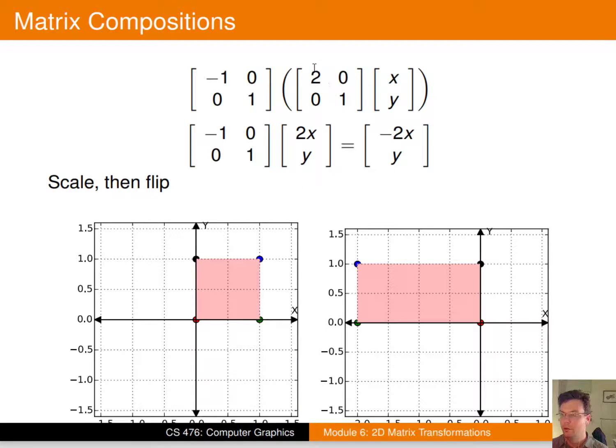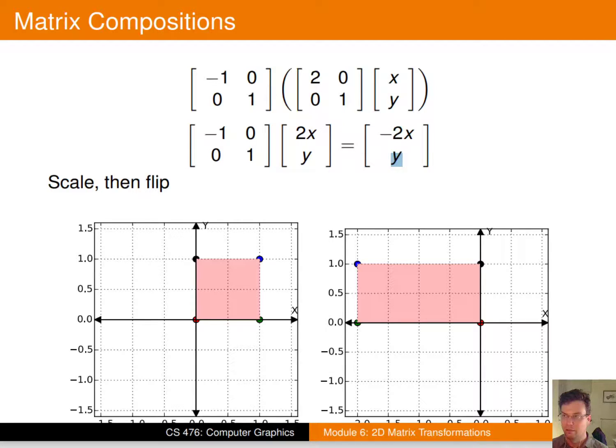And so if we do that, what we see is, okay, if I do the scale first, I get 2x, y, right? And now, instead of feeding x, y to this, I'm actually going to feed 2x, y to it. So I'm going to feed the result of the scale to the flip. And when I do that, I see, okay, my new x is actually negative 2x. So negative 1 times 2x plus 0 times y, it's negative 2x. And then 0 times 2x plus 1 times y, that's y. And so here's the result.